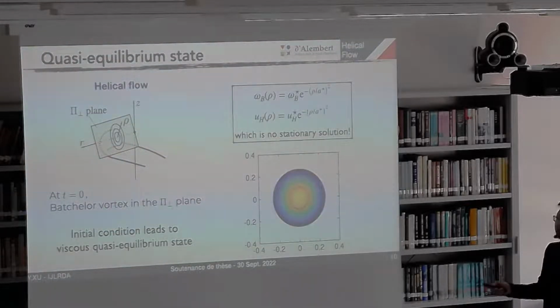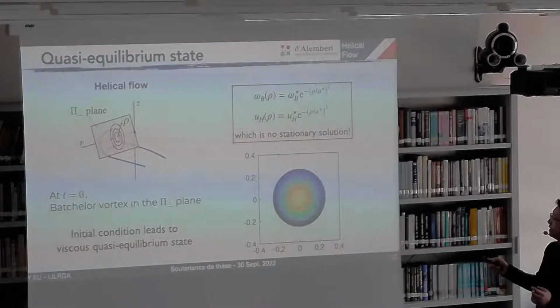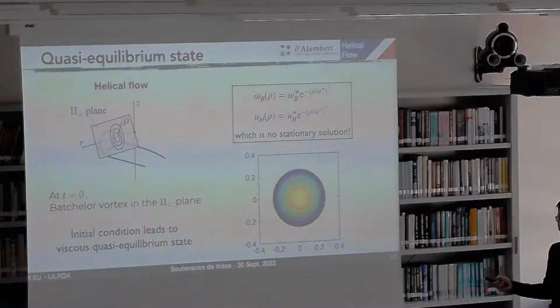Here is what we do. We initially propose a Batchelor vortex in the pi perpendicular plane. Like you can see here, it's not a stationary solution. We let it evolve with time, as we just use it as an initial condition, and we hope that after some time it can lead us to the viscous quasi-equilibrium states.